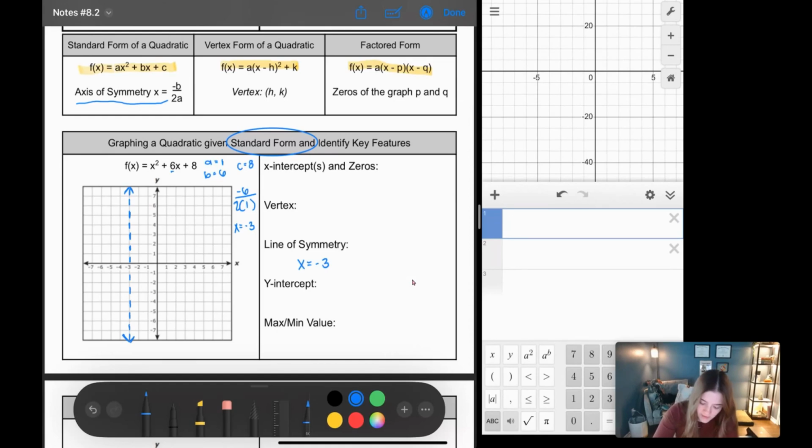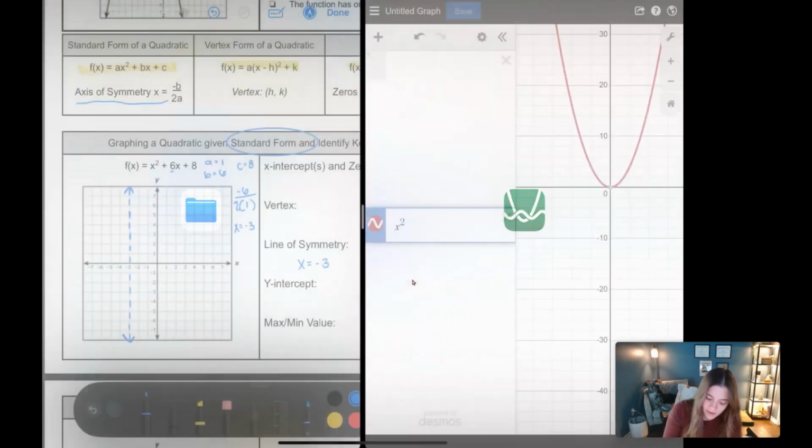I'm going to put in x squared, so I'm going to say x squared. Now, as you can see, my buttons are a little bit different because this is on my iPad. If you are on the computer or on your Chromebook, you would just do the up arrow and then a 2. You want to make sure that it's squared, not x2. X squared, okay? Plus 6, let me make this a little bigger.